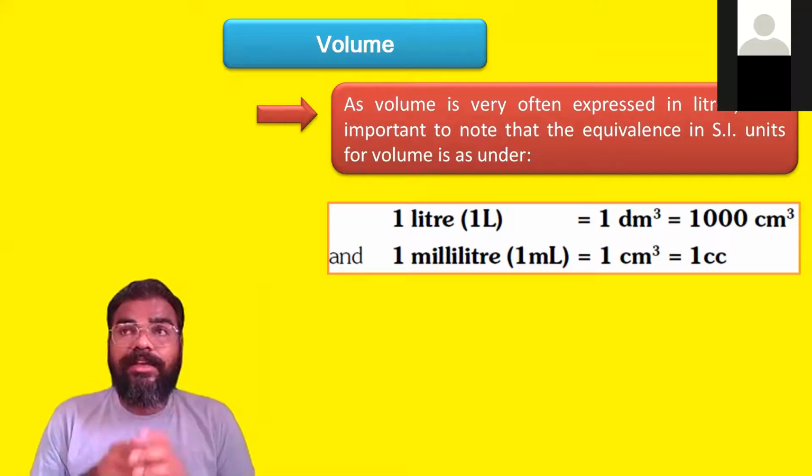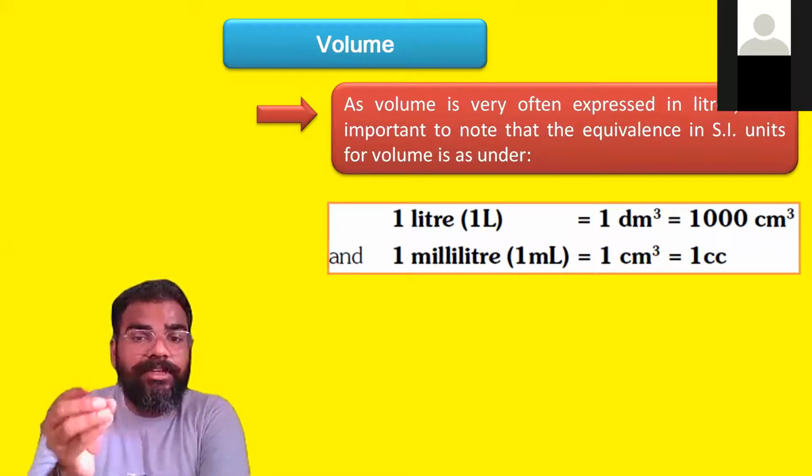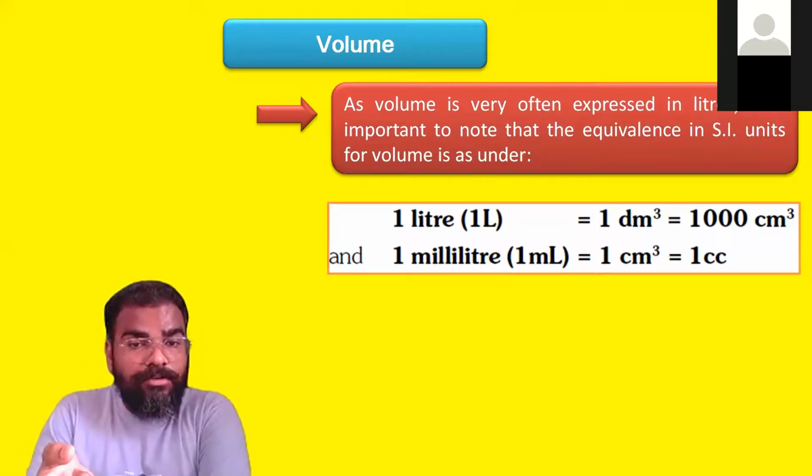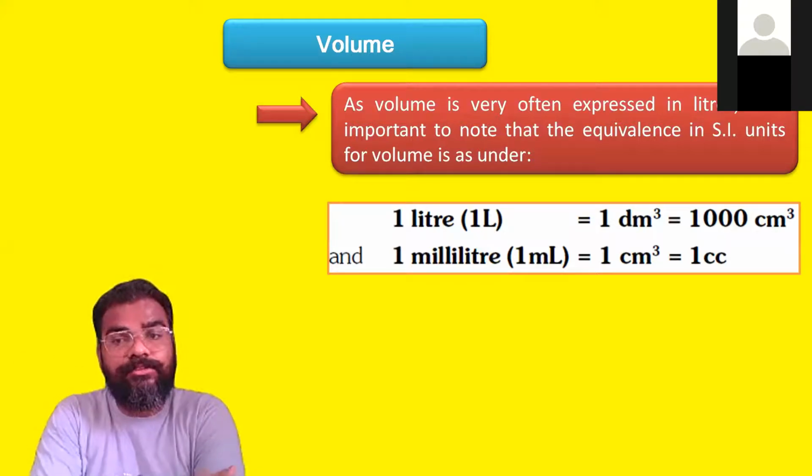ठीक है, 1 लीटर दूध दो भाई. ठीक है, 1 लीटर छाछ दो. ठीक है, ऐसे करके हम बोलते हैं. 1 लीटर ऑयल दो. ठीक है, ऐसे कुछ भी. ठीक है, वॉल्यूम को मेजर करने के लिए लीटर यूनिट इस्तेमाल होता है.